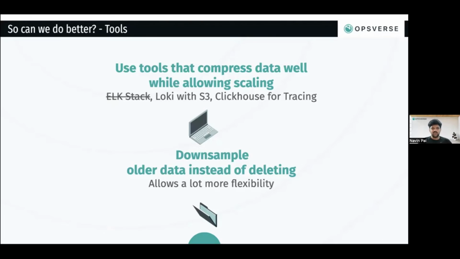The other example is ClickHouse for tracing. We store our traces within ClickHouse today. By default, Jaeger, which we use internally, uses Cassandra for storing traces, but we use ClickHouse for multiple reasons. One is that ClickHouse is great at compressing data, right? It does a really good job of compressing data. But the second thing, which ties into the previous slide as well, is that ClickHouse allows you to do TTL-based retention, right?